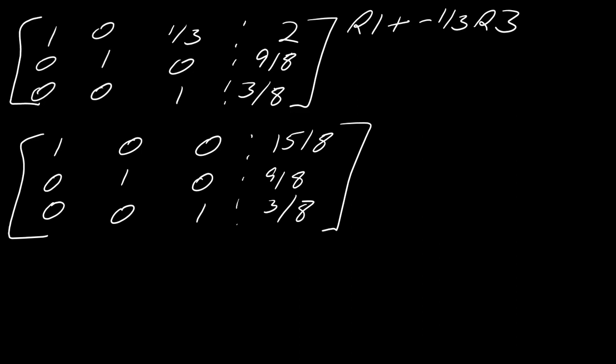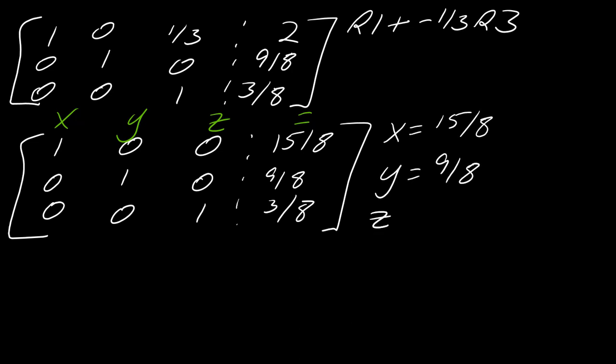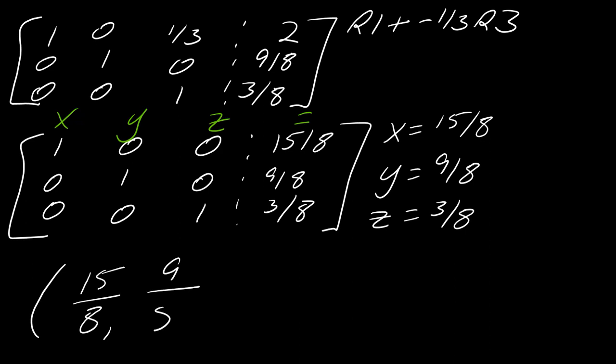Okay. So now we can interpret the solutions. Remember, this is the x, y, z, and equals column. So my solution is x equals 15/8, y equals 9/8, z equals 3/8, or you can put that as an ordered pair, whichever way you want to do it.